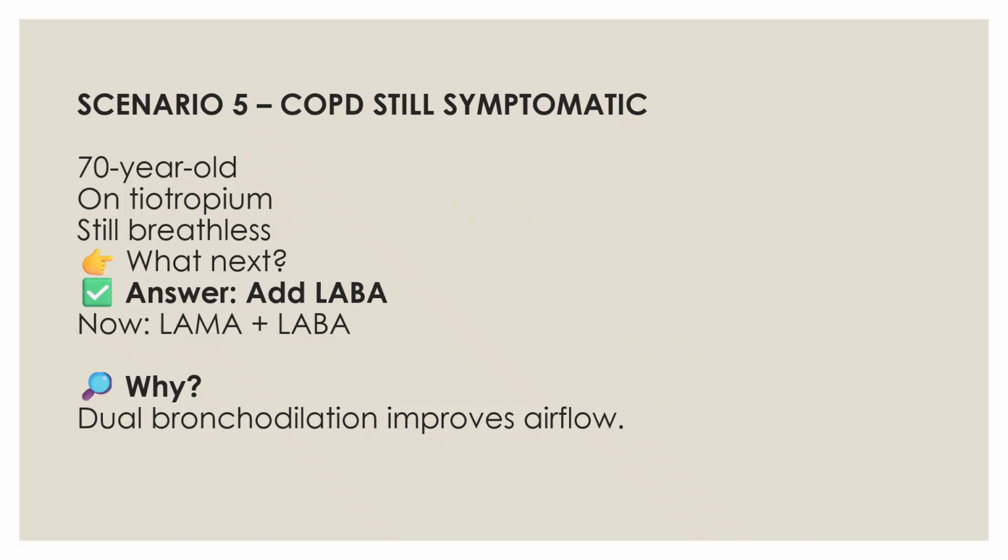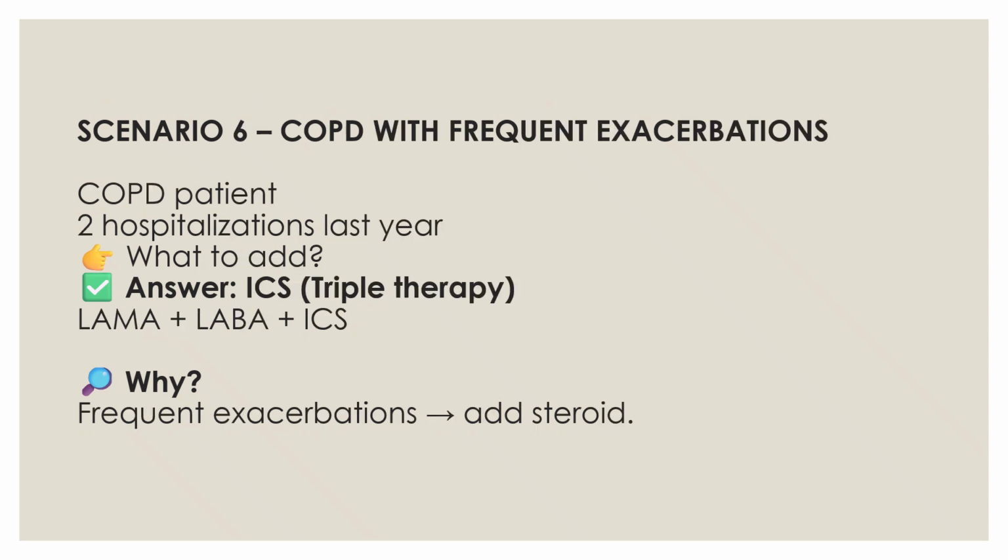Scenario 5, COPD is still symptomatic. A 70-year-old patient on tiotropium. Tiotropium is what? LAMA. And still breathlessness, what are you going to do next? Add LABA. LAMA plus LABA combination for COPD we are using, that is dual bronchodilation, improves the airflow.